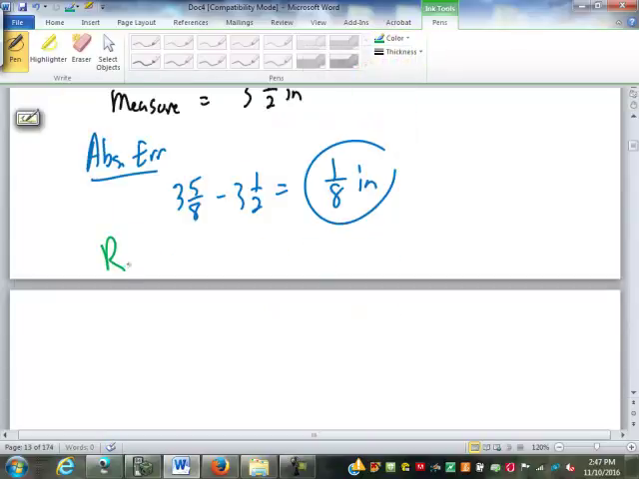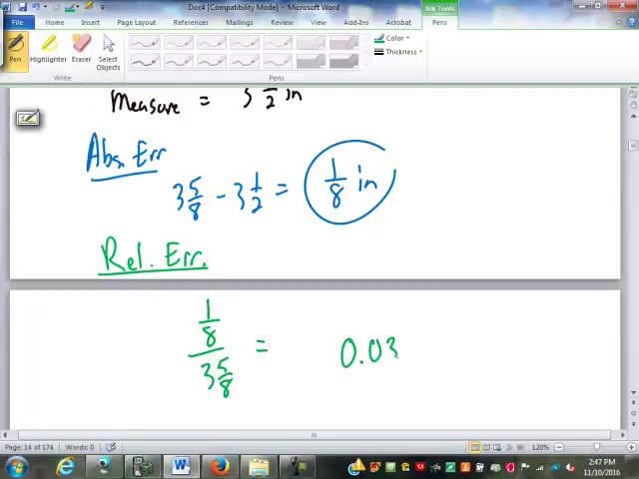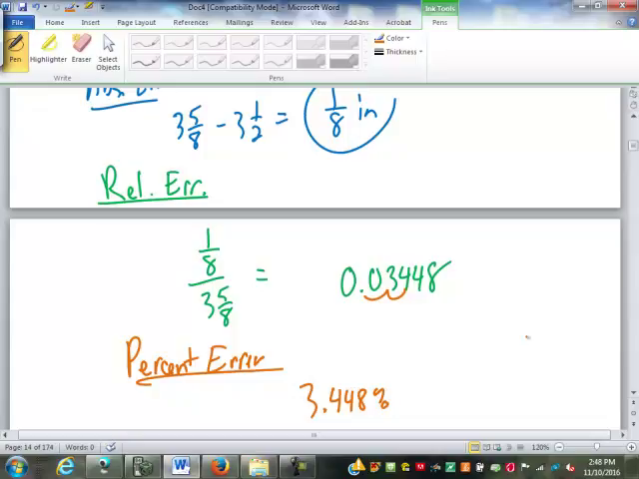What is the relative error going to be? It will be 1/8 divided by 3 5/8. Which gives us 0.03448. If I change that into a percent error, move the decimal 2 spots, that's a 3.448%. Just under 3.5%. That is most likely not acceptable.